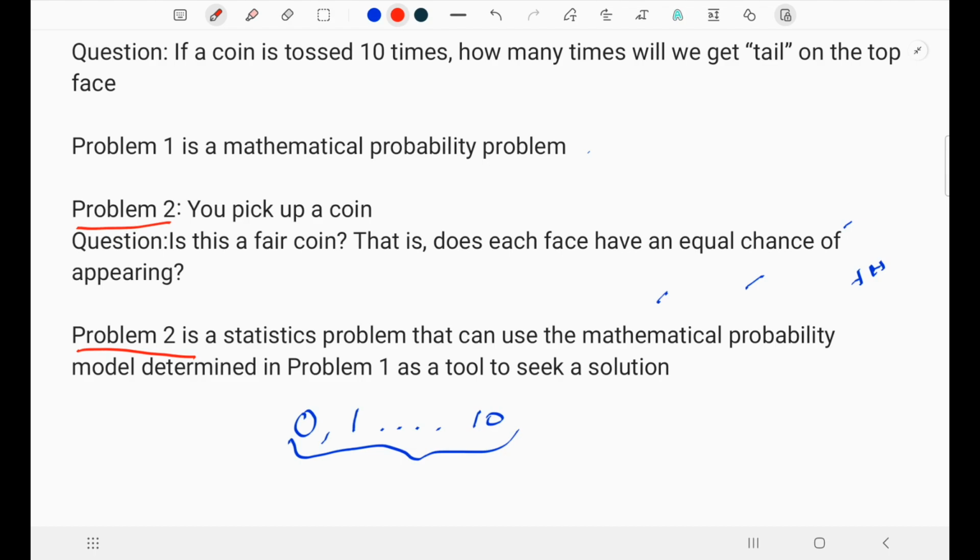So one possible approach to make this judgment would be the following. Toss the coin 10 times and record the number of times you got a tail. Repeat this process 100 times. So first we toss the coin 10 times, keep recording how many times I get the tail, and then do it for 100 times. Then finally compile the number of times you got tail in each of these 100 runs.